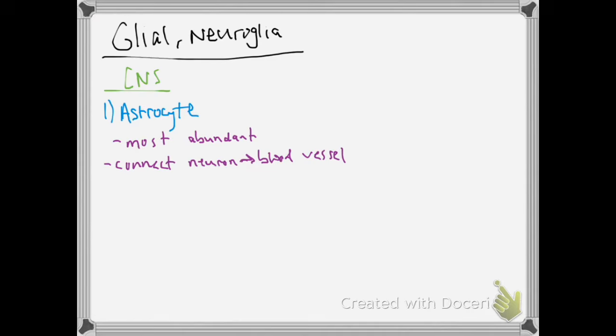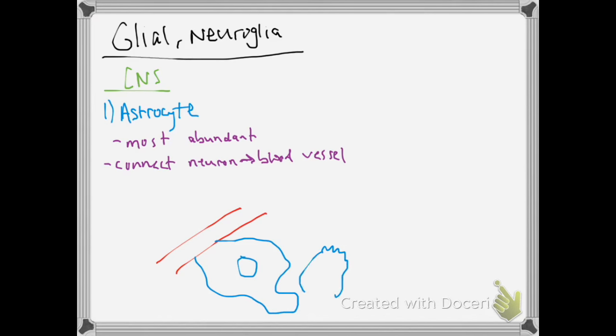So the best way to do it is with a picture. If I have a blood vessel, I've got my blood vessel and then I have this astrocyte. I'm just making it look kind of strange. So that's an astrocyte. And then I have a neuron, so maybe I'll just put the cell body, the soma, next to that. So this is an astrocyte, this is a neuron, and this is our blood vessel.